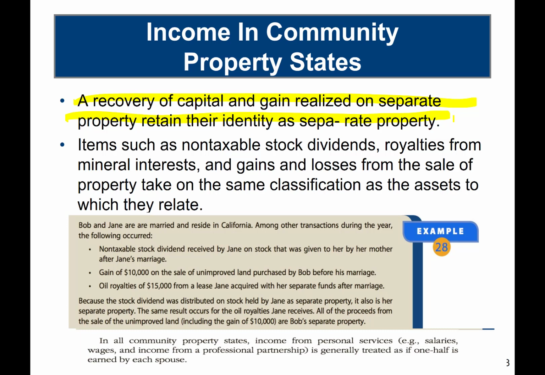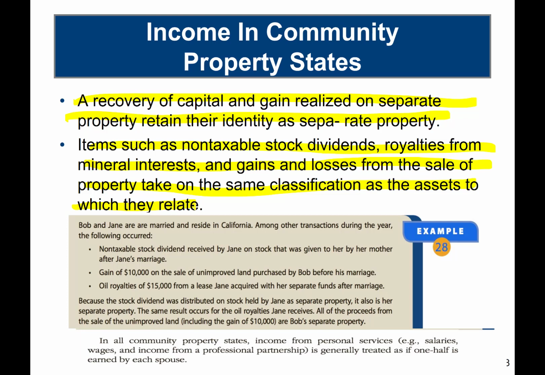Okay. Items such as non-taxable dividends, royalties from mineral rights, and gains and losses from the sale of property take on the same classification as the asset to which they relate. So when we say non-taxable, it is a stock dividend. If you got a stock dividend from a stock that was separate, then the stock dividend is also going to be separate.